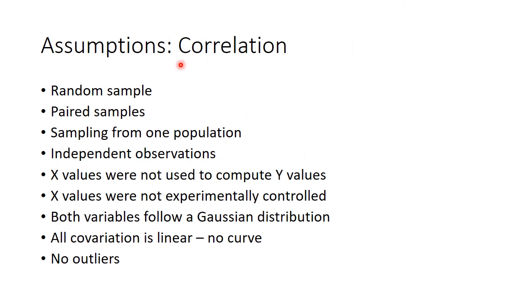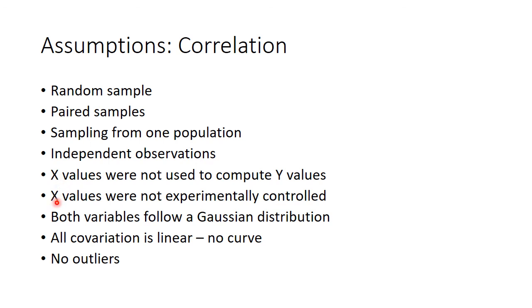So again, with our assumptions, when we're looking at correlations, you're going to be assuming that you're working with a random sample. And here we're also going to be working with paired samples. So it wouldn't make sense in the example before if we were using insulin sensitivities from different people than what we were looking at for the carbon chain fatty acids, right? Again, you should be sampling from one population. There should be independent observations from one another, and none of the x values are going to be used to compute the y values, and vice versa. So one should not have a direct effect on the other. There should be an independent set.